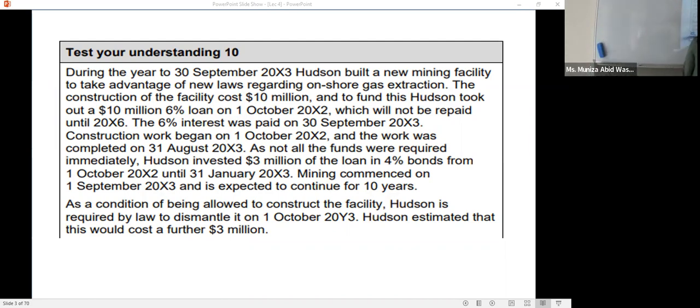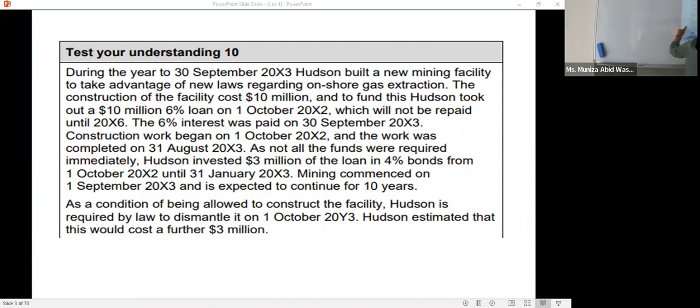As a condition of being allowed to construct the facility, Hudson is required by law to dismantle it. The present value of the dismantling cost is also going to be included in the cost. Do you remember, in the cost, we are going to recognize the dismantling cost as well. The present value of the dismantling cost will become part of the cost of a non-current asset as per IAS 16. So this is what they are telling, that we are required by law to dismantle it on 1st October 2013. Hudson estimated this would cost a further 3 million.